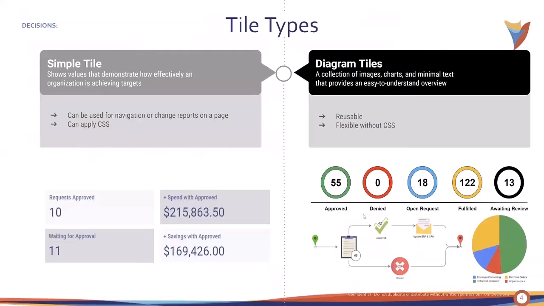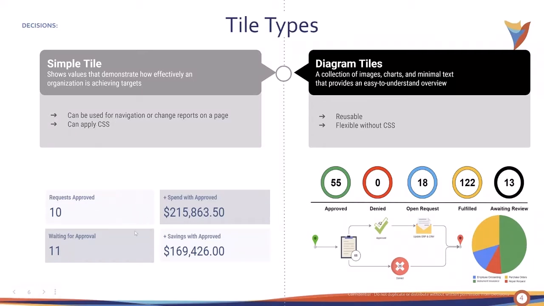In Decisions, we have two different kinds of tiles, and we use tiles to represent some numeric value or some information that can be used to take quick decisions. One is the simple tile, and there are some attributes about the simple tile. We can use it to navigate between the pages. We can add CSS to make it look the way we want as per the branding.